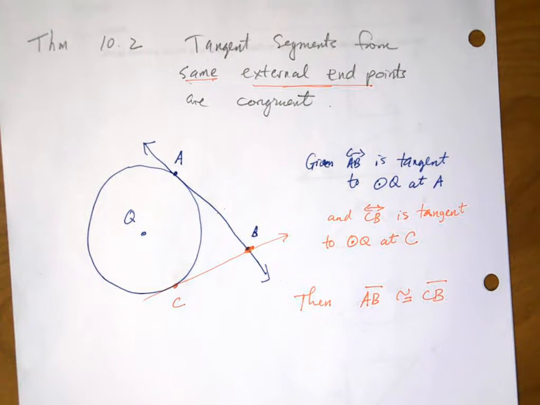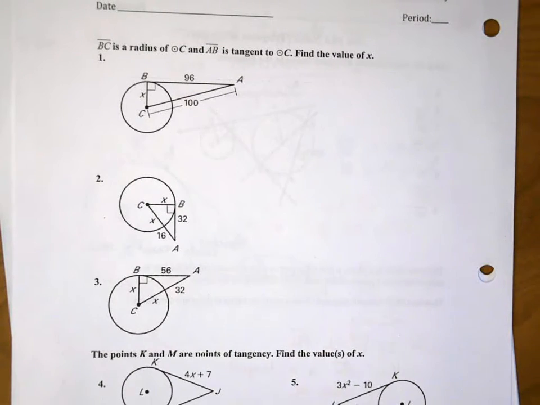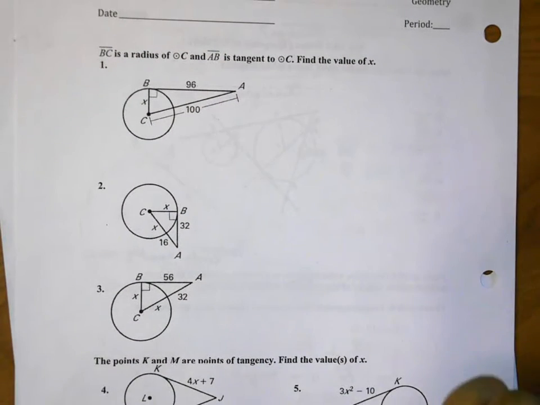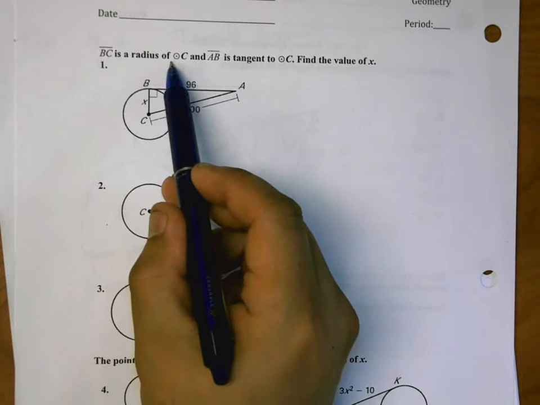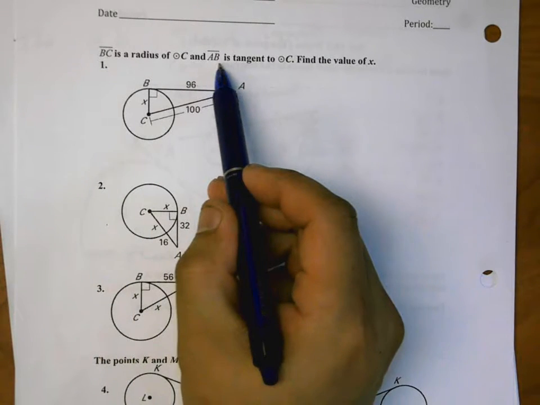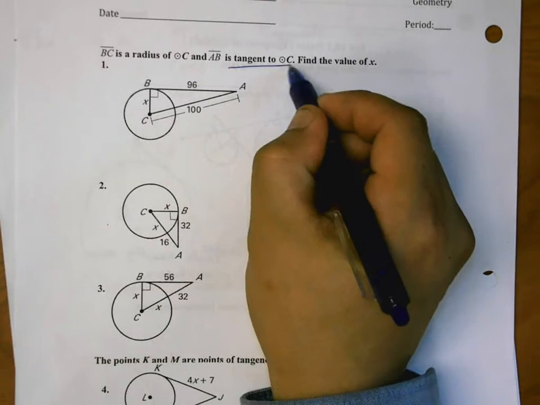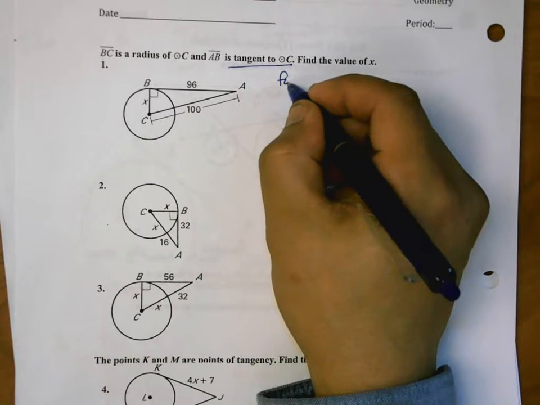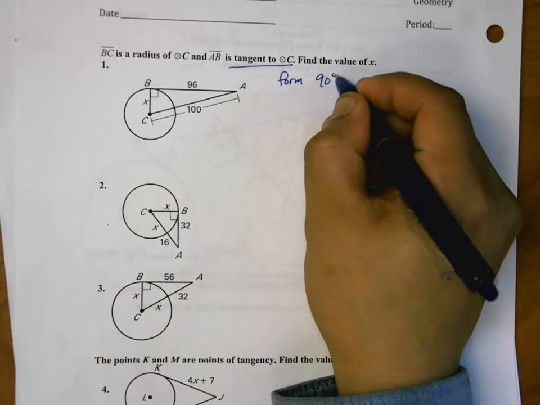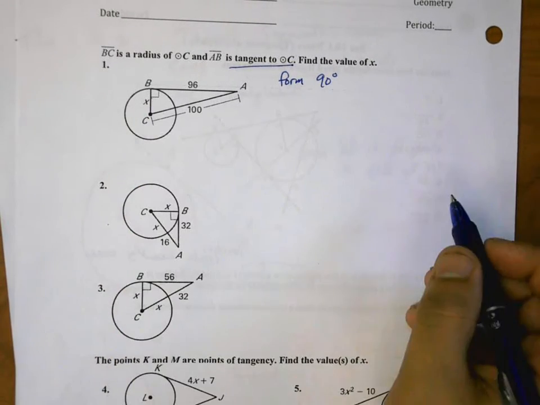Okay. And this is the end of the theorems for this section. I'm going to move on now just to do some problem solving so you can see how some of these problems are done. So in the first one, we have BC is a radius of circle C, and AB is tangent to circle C. Find the value of x. Since it's tangent at circle C, it must form a 90-degree angle. So that's this one right here.